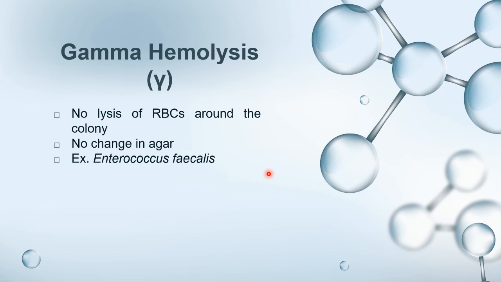Okay. Next, we have gamma hemolysis. Gamma hemolysis naman is yung no hemolytic pattern. So, walang RBC na lyse. Okay, walang change sa agar. Okay. So, organisms na may gamma hemolytic pattern, they do not produce hemolyzing enzymes that are essential for the breakdown of red blood cells. Okay. So, most notable species here, we have the Enterococcus faecalis. Okay. Enterococcus faecalis is formerly called Group D. Group D. Okay.